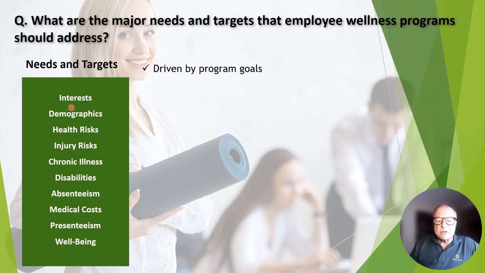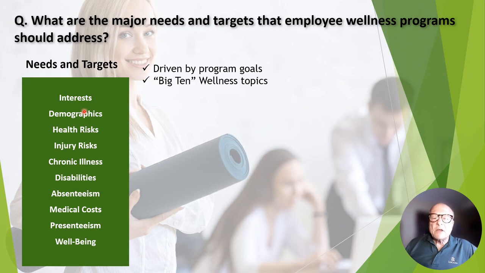First of all, we want to underline and underscore the fact that the choice of the metrics that define needs and targets should be driven by your program goals. And to the extent that your program goals with your senior managers can be prioritized, all the better. We are considering also the Big 10 wellness topics, which we have already discussed. When we think about those Big 10 items, we're generally thinking about the kinds of things that would help us with health risk or with other kinds of chronic illness prevention or other particular goals that the wellness program might have.